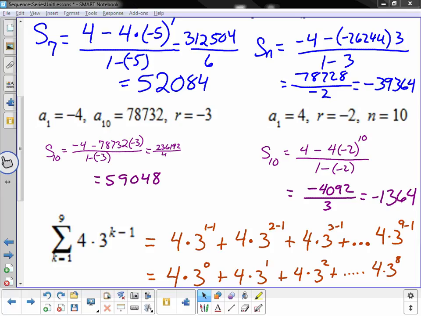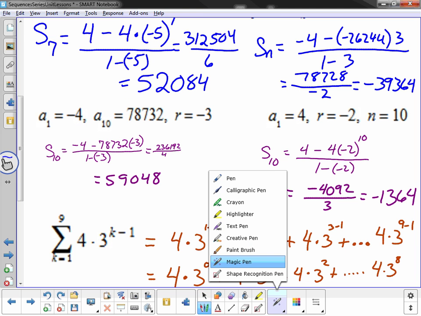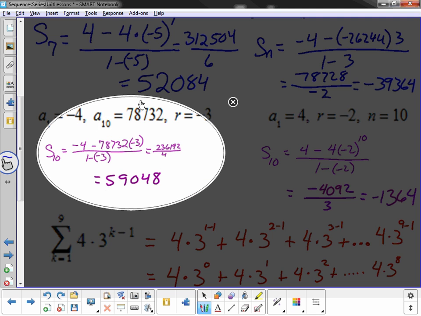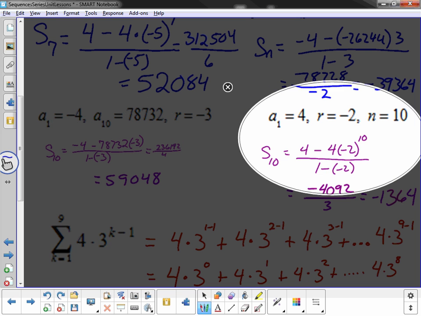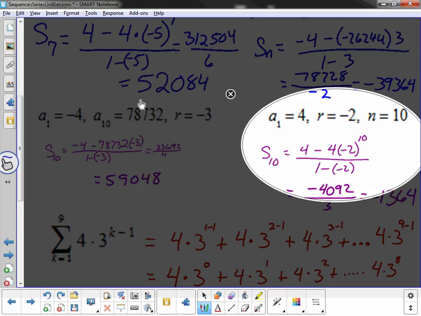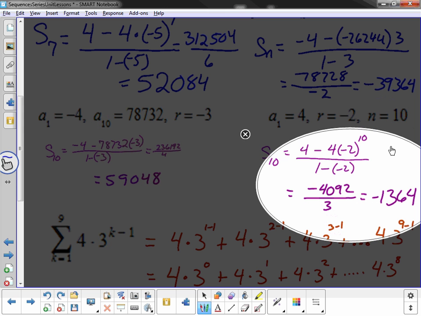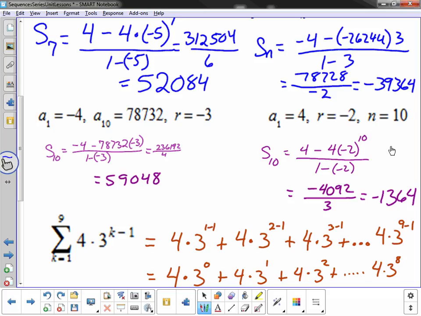So I went through and I worked every one of these problems. For the problem in the top left, let me get my magic pen. For this problem, I used a1 minus an times r over 1 minus r, and I ended up with 59,048. For this problem over here, since they told me the n, the first term and the r, I did first term times r to the nth power, and I ended up with negative 1,364. So now let's look at this last problem.